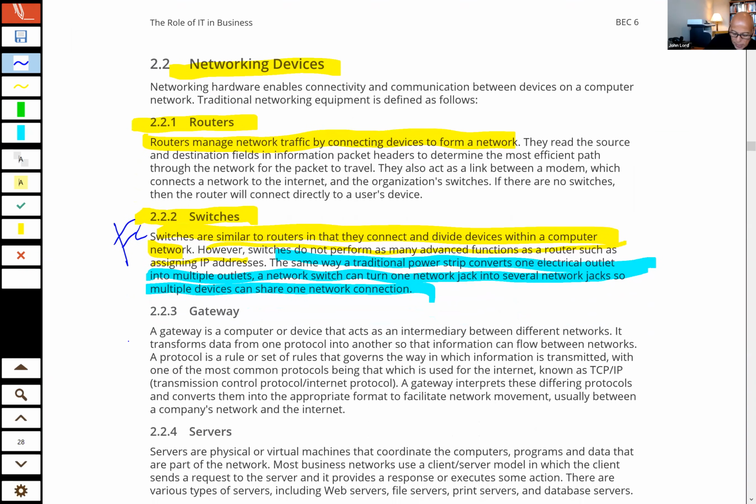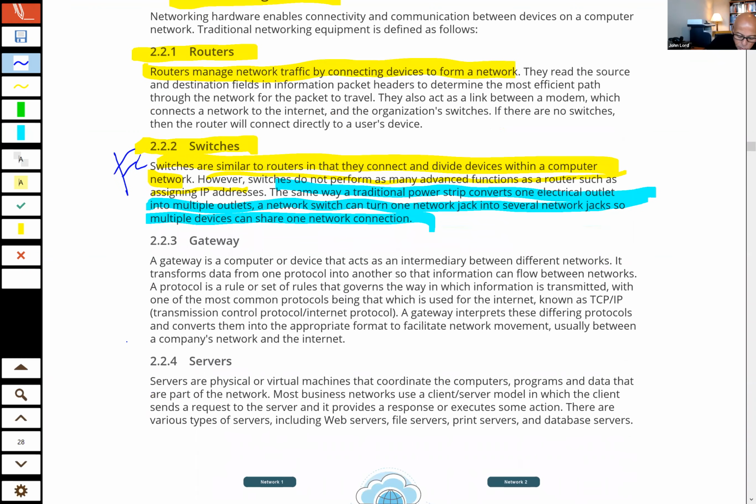A gateway is a computer or a device that acts as an intermediary between different networks. It transforms data from one protocol to another so that information can flow between networks. Why don't you flashcard that? So a gateway is almost like a translator.